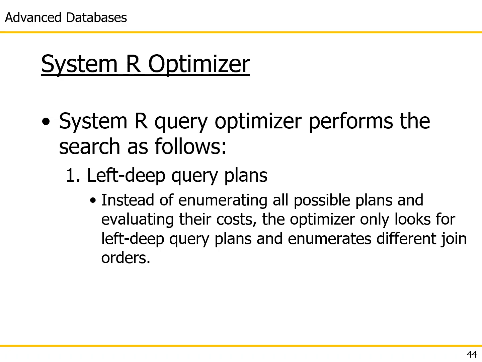So, what did System R contribute? Why is System R so popular? Why is the optimizer for System R so popular? First of all, it was the first one to introduce the notion of using left deep query plans. As I've written there, instead of enumerating all possible plans and evaluating their cost, the optimizer only looks for left deep query plans and enumerates the different join orders. This is coming from System R.